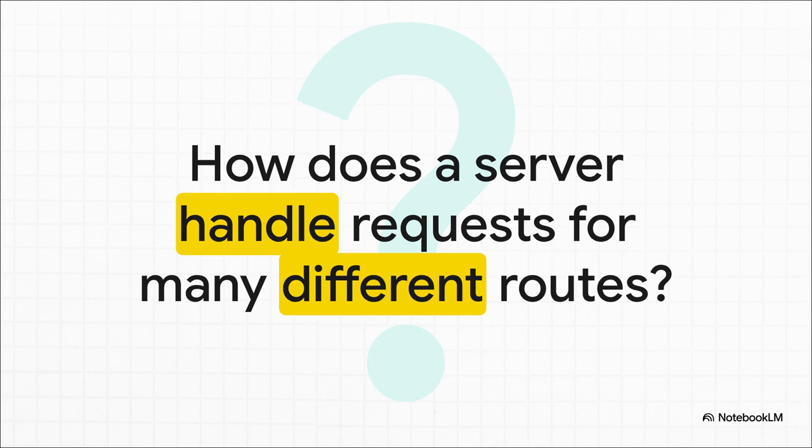Picture this. Your server is getting hit with all sorts of requests at once. One person wants user data, another is asking for products, and then boom, a big GraphQL query comes in. So how in the world does one server figure out where to send all of these different requests to make sure everyone gets the right answer?